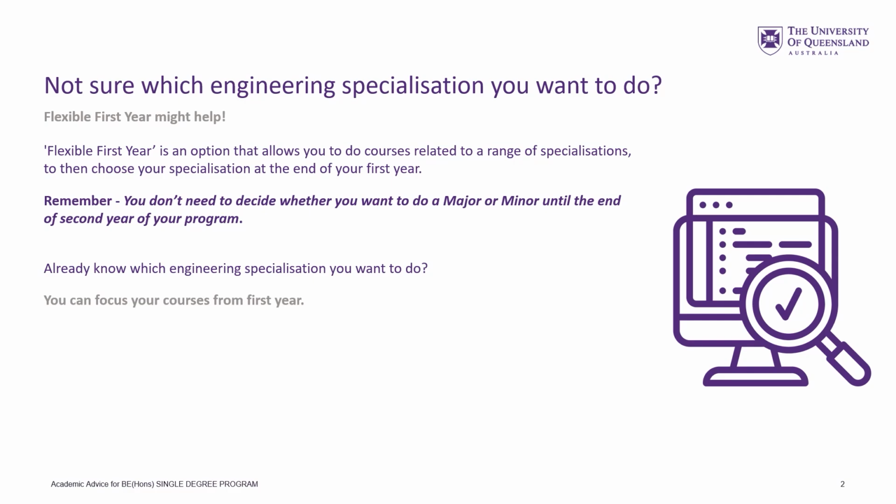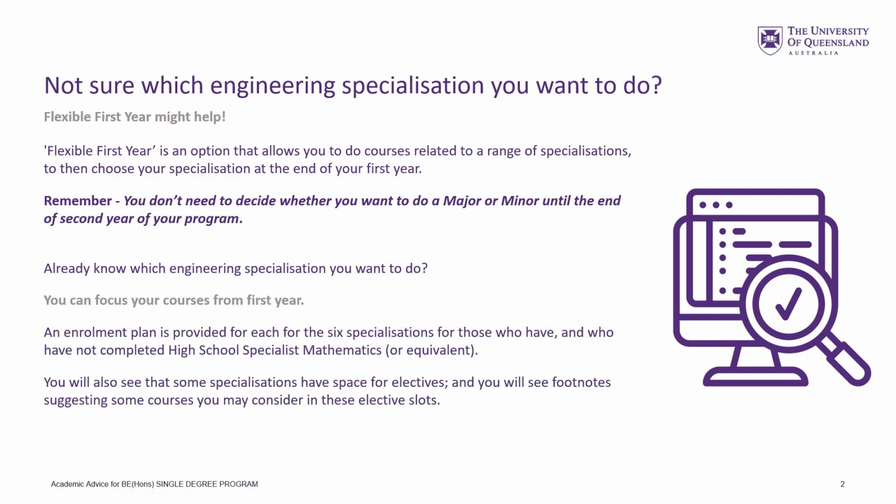If you already know which engineering specialisation you want to do, then you can focus your courses from your first year. An enrolment plan is provided for each of the 6 specialisations for those who have and who have not completed high school specialist mathematics or the equivalent. You'll also see that some specialisations have space for electives, and you will see some footnotes suggesting some courses that you may consider to use in these elective slots.